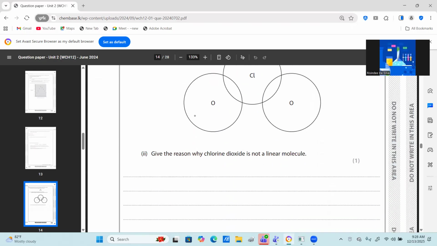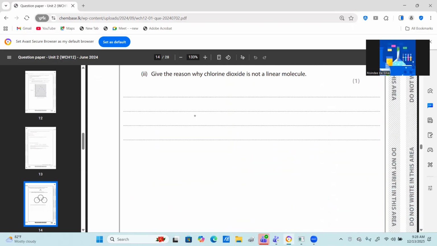Give a reason why chlorine dioxide is not a linear molecule. Because you can see there's a lone pair, right? So you can mention chlorine has a lone pair of electrons in its outer shell which repels the bonding pairs.